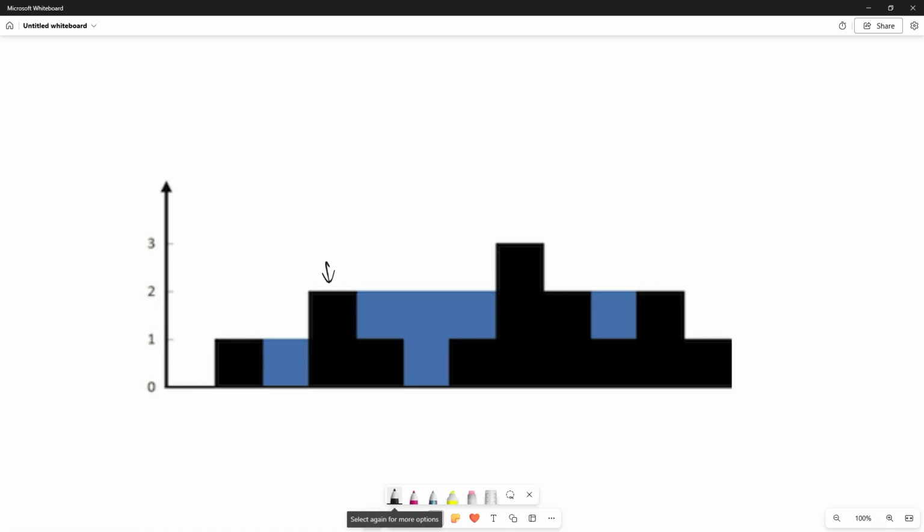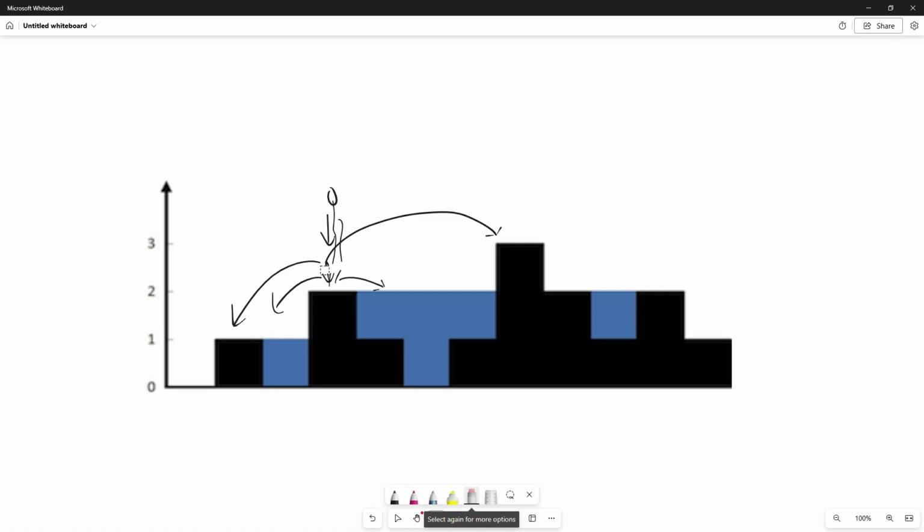Now at this position, the maximum height bar toward the left is this bar, and the maximum height bar toward the right is this. Now the amount of water that can be collected at this position is 0, because if any water came to this position, the water will flow toward the left or toward the right. So the water won't stay at this position. So the amount of water collected is 0 at this position.